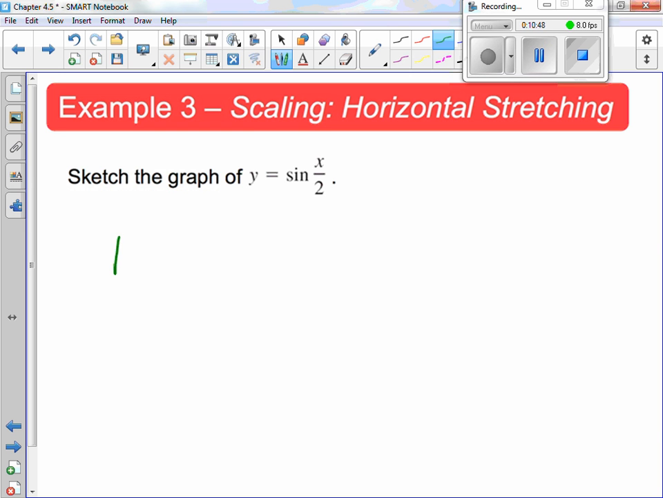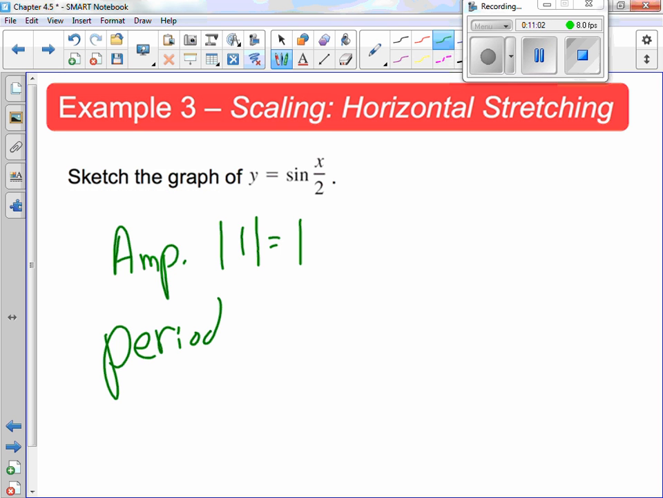Now look at this here. Really, the amplitude is what we're going to look at first. Well, the value of A is 1, so the amplitude would be 1. Now, its period, well, this is the same as saying sine of 1/2 of x. So it'd be 2 pi over 1/2. So we can plug that in a calculator and see what we get.